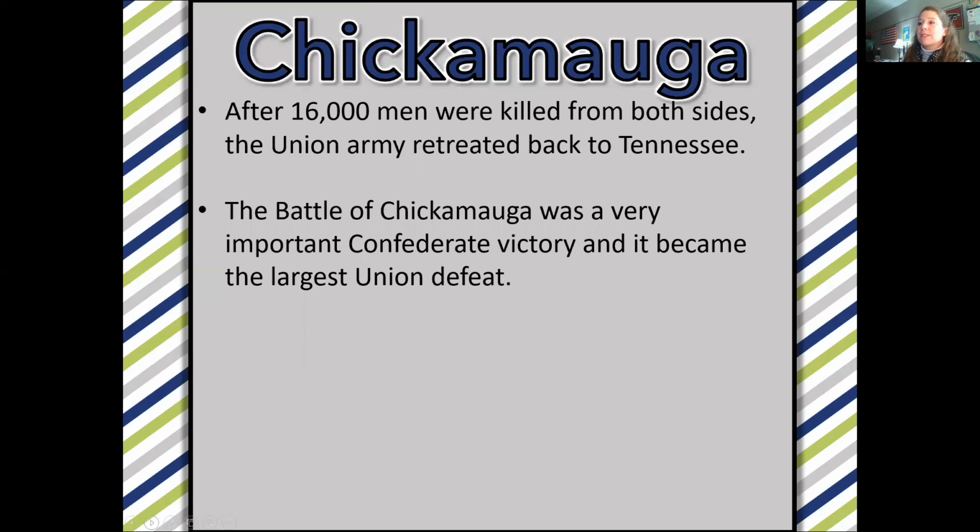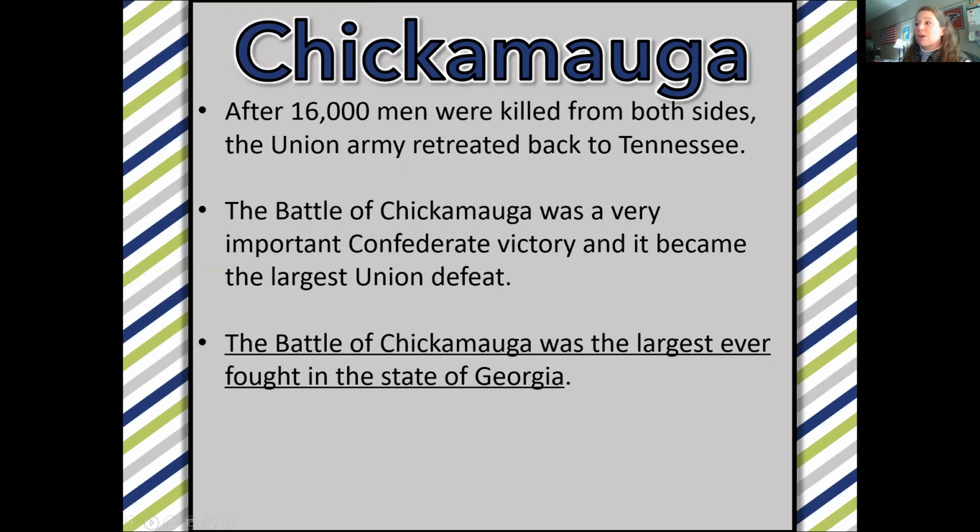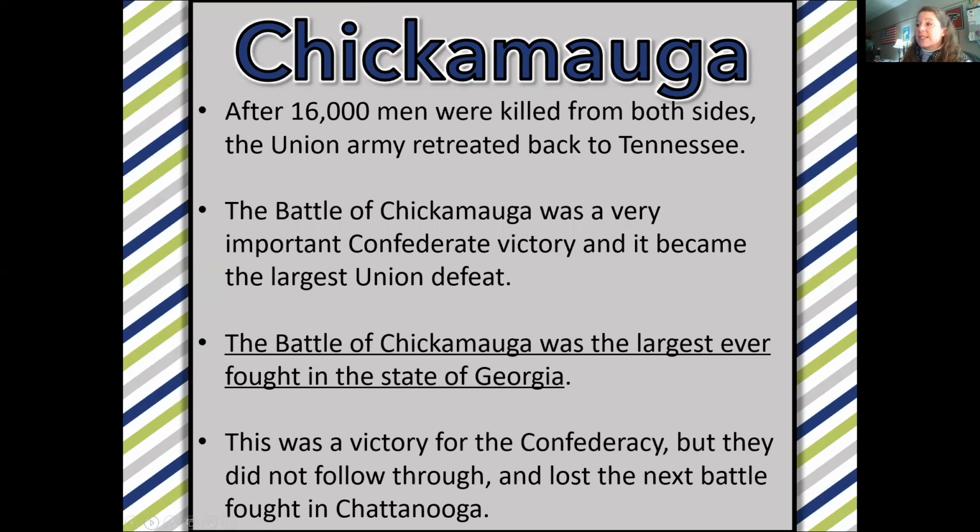The Battle of Chickamauga was a very important Confederate victory, so the South won that battle, and it became the largest Union defeat. The Battle of Chickamauga was the largest battle ever fought in the state of Georgia. It was a victory for the South, but they had so much loss of life that instead of immediately pursuing the Union back up into Tennessee, they took a few days, assessed their losses, and allowed the Union to go back up into Chattanooga, and they refocused.